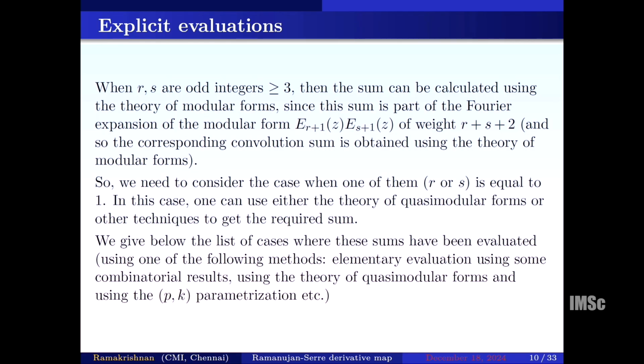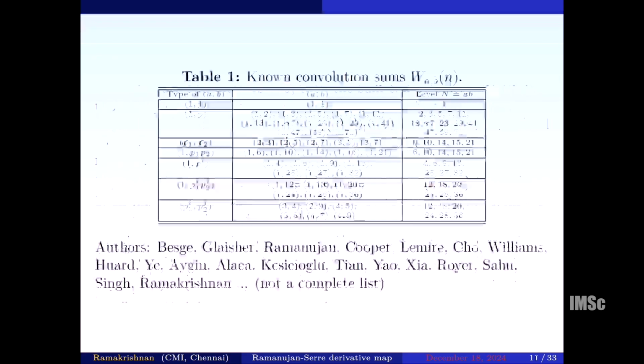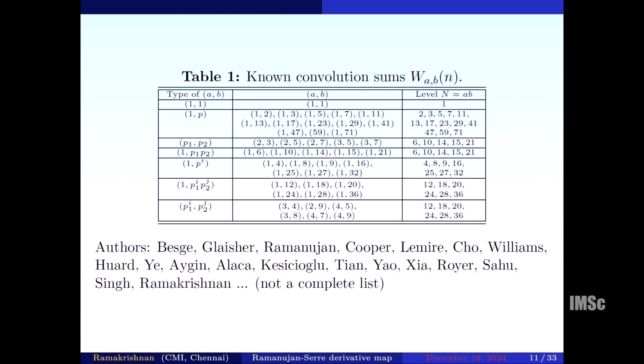So we give below the list of cases where these sums have been studied in the literature, and I am not going into the details. A, B is given by this set of values, and in that case, what will be the level of the form. The authors, not a complete list, are Besge, Glaisher, Ramanujan, who considered this case earlier, Cooper, Lemire, Cho, Williams, Huard, Ye, Egami, Alaca, Besserglu, and including my work. It is not a complete list, so you can see the references in the literature and many papers on this.